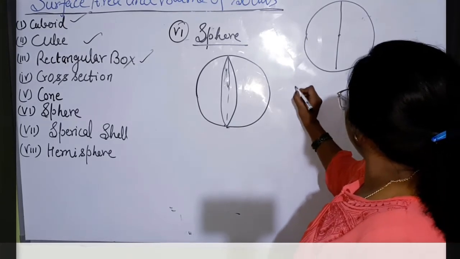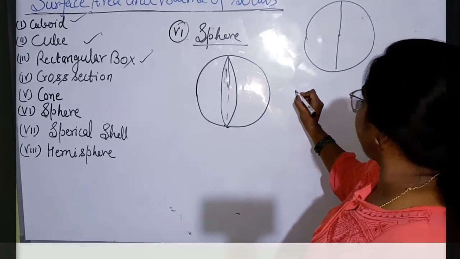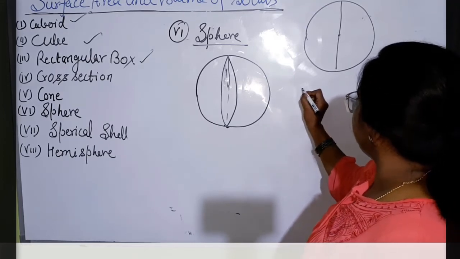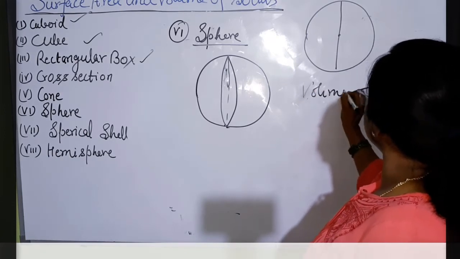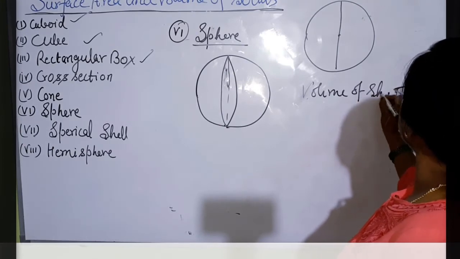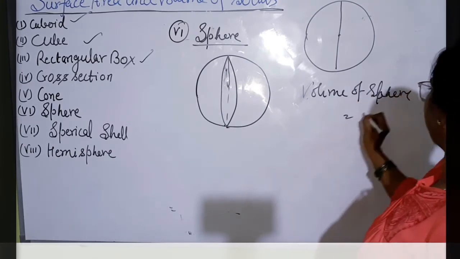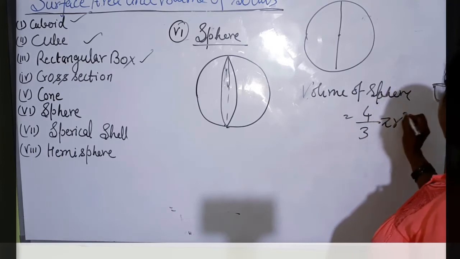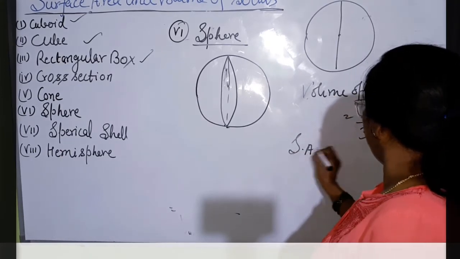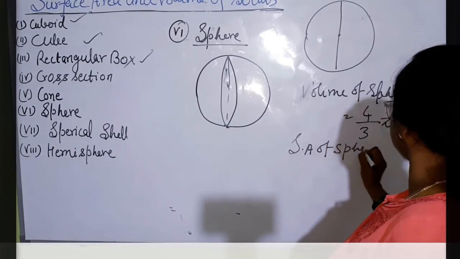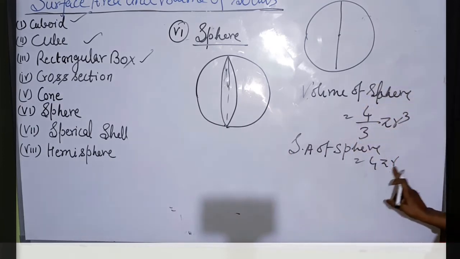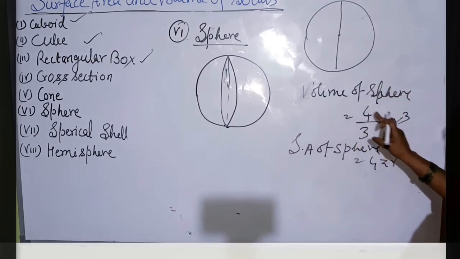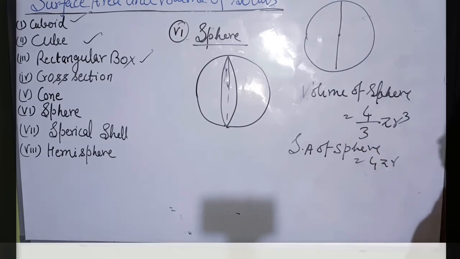Now the volume of a sphere and the surface area of a sphere. The volume of a sphere is equal to 4 by 3 pi r cube, and the surface area of a sphere is equal to 4 pi r square. Surface area is 4 pi r square, and volume of a sphere is 4 by 3 pi r cube. That is the sphere.